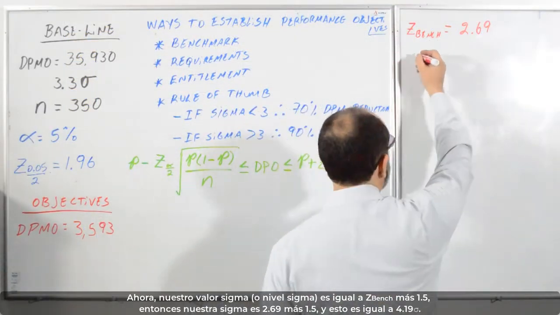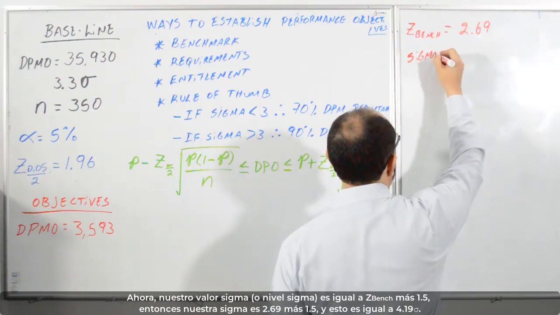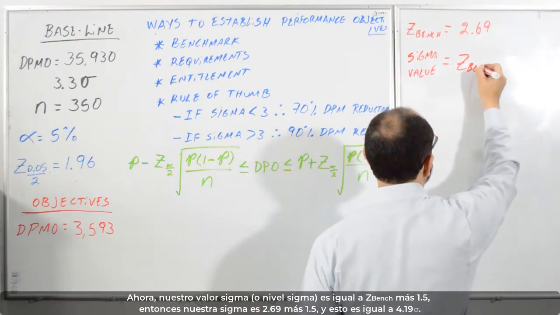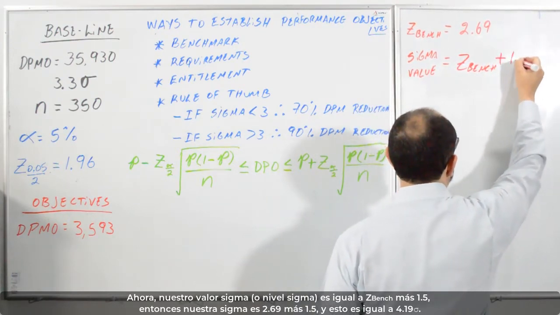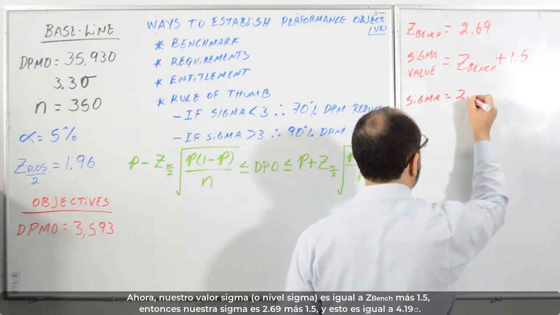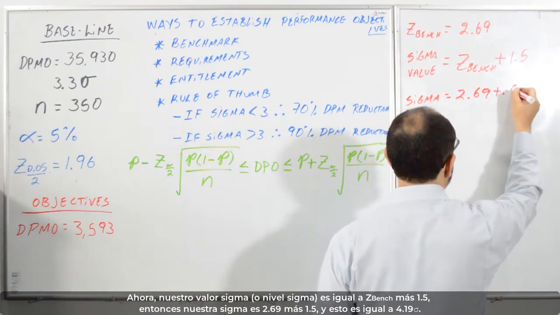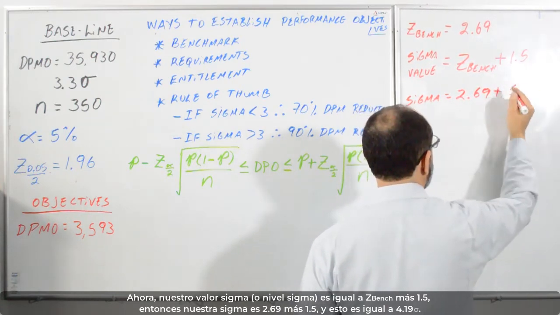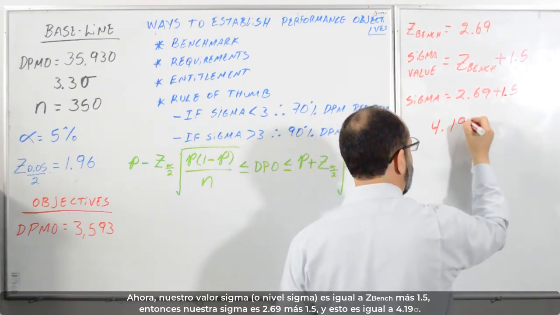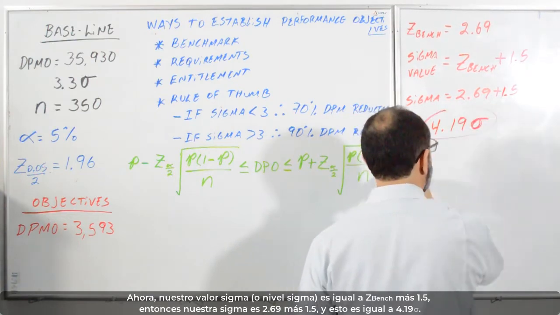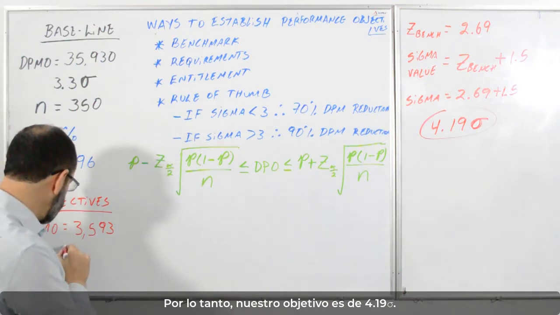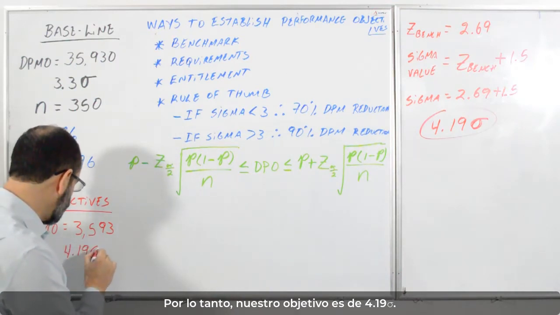Then our sigma value or sigma level is equal to Z bench plus 1.5. Then our sigma is 2.69 plus 1.5, and that is equal to 4.19 sigma. Then our objective is 4.19 sigma.